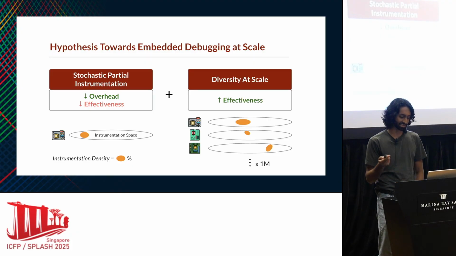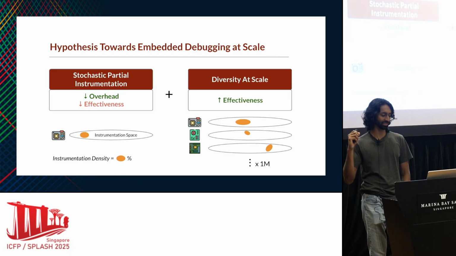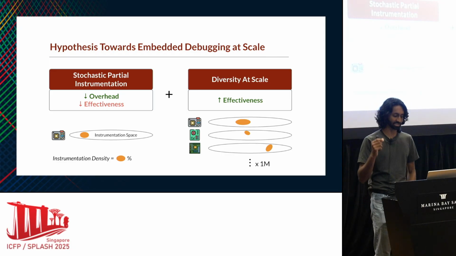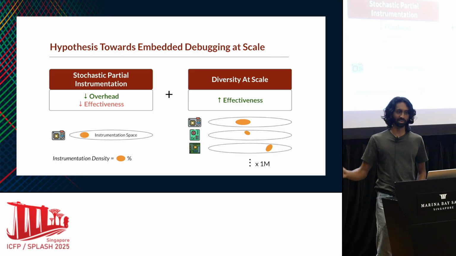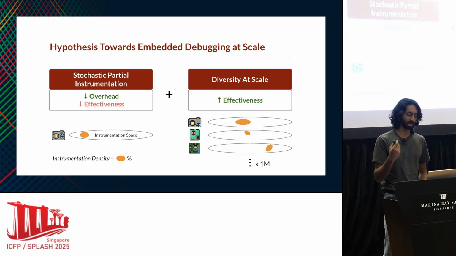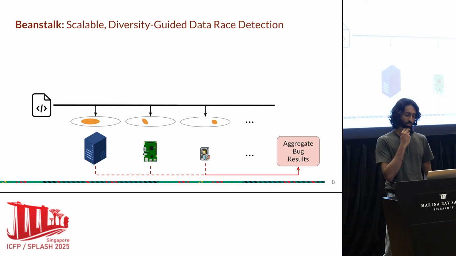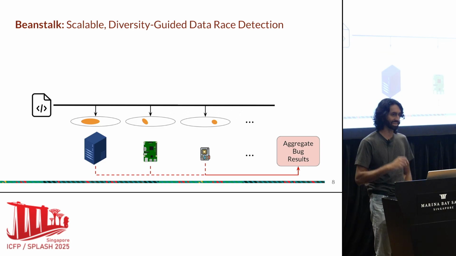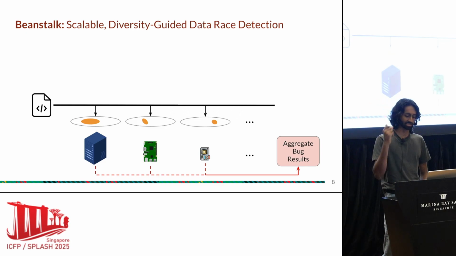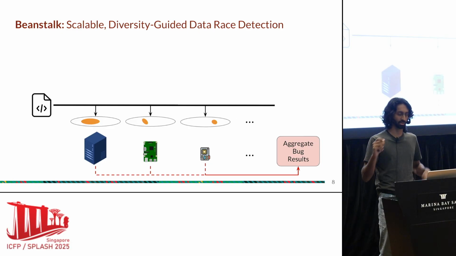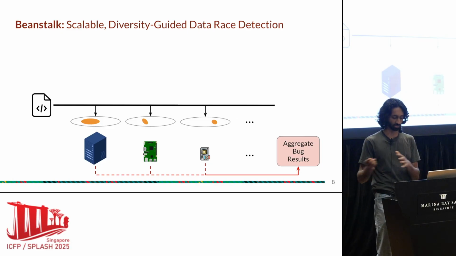But then we ask, if we couple this with diversity at scale, instrumenting partial stochastic subsets across millions of devices, will we be able to compensate for this effectiveness? And so this is what we look to study with our system called Beanstalk, which is a scalable, diversity-guided data race detection framework. It does exactly this: enables us to stochastically partially instrument programs across diverse devices and aggregate bug results.